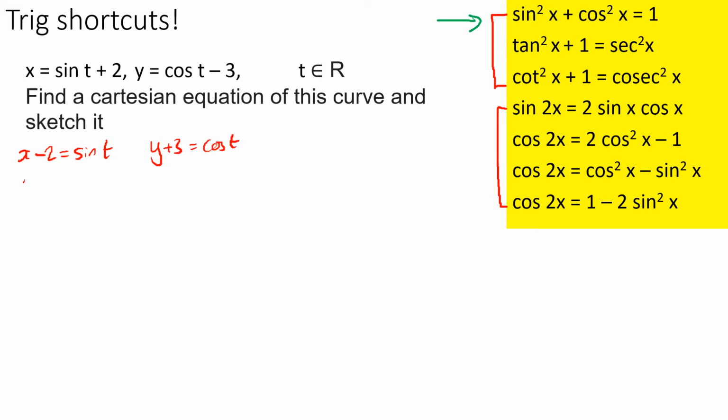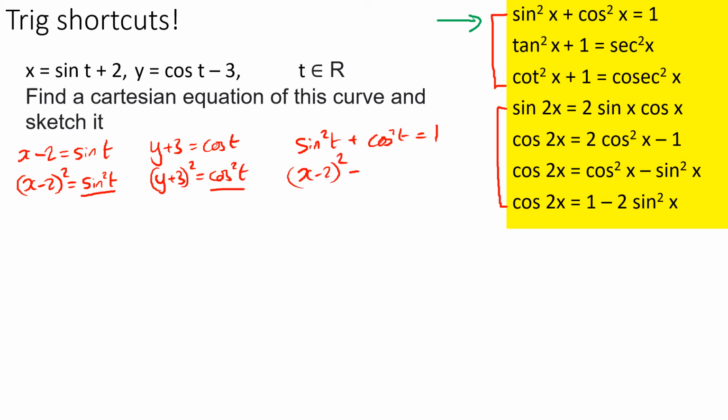Then we're going to square them. So x minus 2 squared is equal to sine squared of t, and y plus 3 squared is equal to cos squared of t. Then we've got sine squared and cos squared, and we know that those two things add together to give 1. So sine squared t plus cos squared t equals 1, and so does x minus 2 all squared plus y plus 3 all squared equal 1. Okay, so that's the first part of our question. That's our Cartesian equation. T is all possible values, so we don't need to think about range and domain.